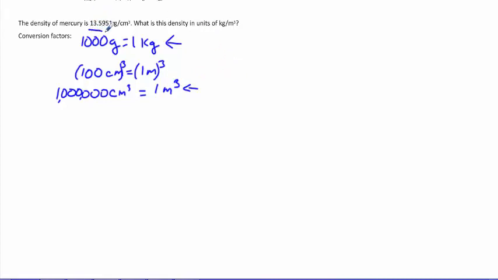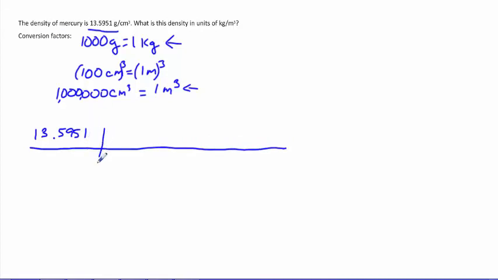So here's our starting value, 13.5951. Now the units are grams per centimeter cubed. Since we're going to do the railroad track method of conversion factors, I'm going to draw my railroad tracks here. I'm going to go ahead and write this compound unit with grams on the top, so it's going to be up top here. And I'm going to put centimeters cubed on the bottom, so it goes on the bottom of the railroad track, because it's the bottom of the fraction.